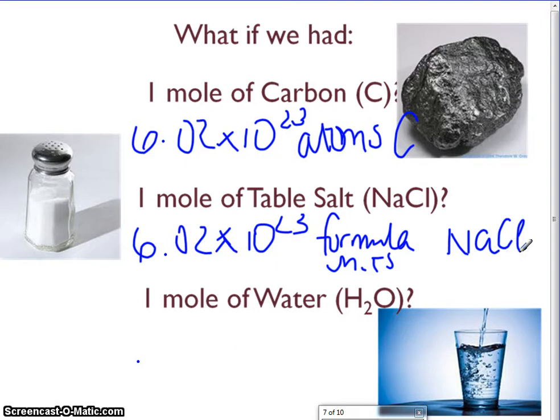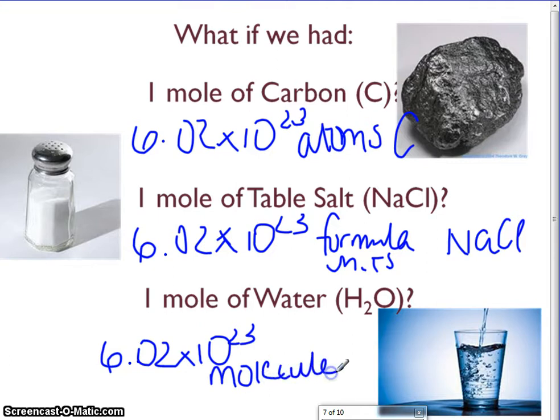Okay? So if we have 1 mole of each, the quantity is still the same. We have atoms of carbon, formula units of NaCl, and then water, because water is a covalent compound, we would say molecules. It's still 1 mole, so it's still 6.02 times 10 to the 23rd. Just now we say molecules of water.